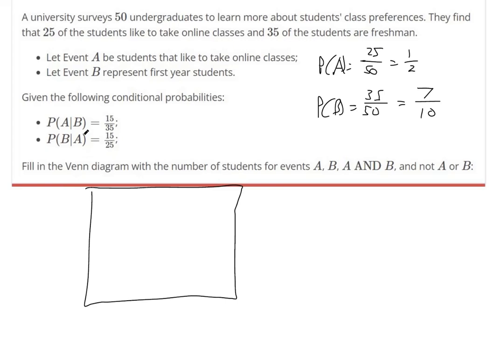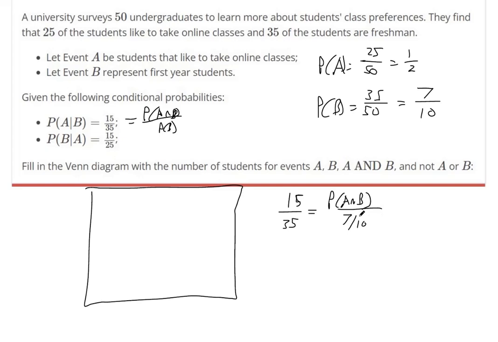Okay, so they tell us that the probability of A given B is 15 over 35. So the probability of A given B, that's equal to the probability of A and B, and then divide by the probability of B. And since we already know the probability of B is 7 over 10, we can solve that equation. You get 15 over 35. That should equal the probability of A and B, which we don't know. But we know the probability of B from what we just did over here. That's 7 over 10.